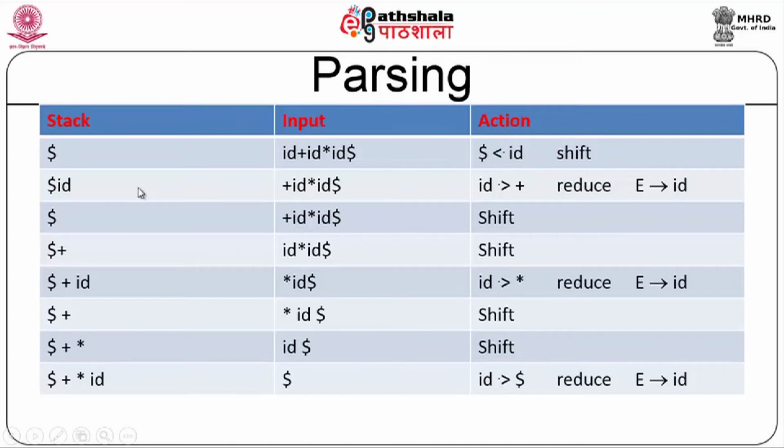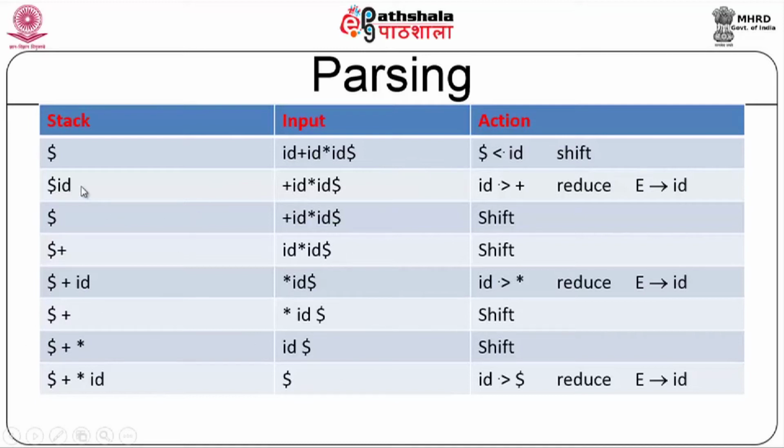Then I am comparing ID and plus. ID has greater precedence over plus, therefore I have to reduce this by E produces ID. This is actually an ambiguous grammar, so E plus E, E star E, E produces ID. I can also use this with reference to the unambiguous grammar representation, where I have to change my precedence table accordingly. So, I basically reduce.